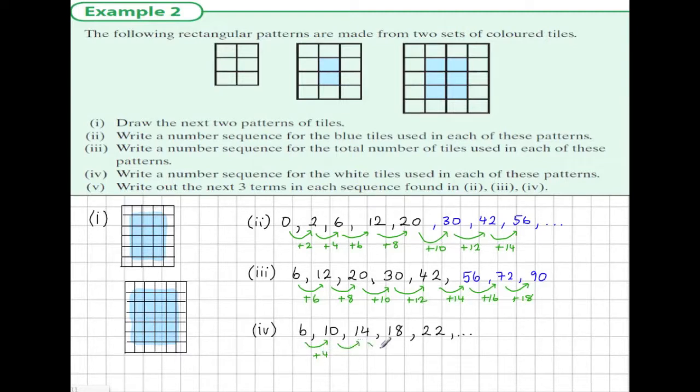Now if we look at the last sequence we have, we can see that we're going from 6 to 10, 10 to 14, and we see we're going up in 4 each time. So this pattern is just 26, 30, and 34. We're only adding on 4. That's the simplest of them all. That's how you might do this question.